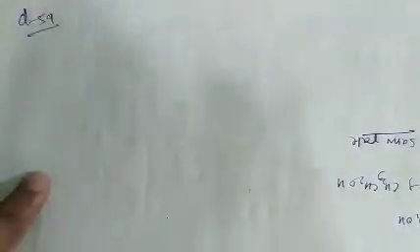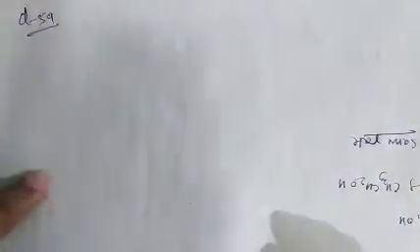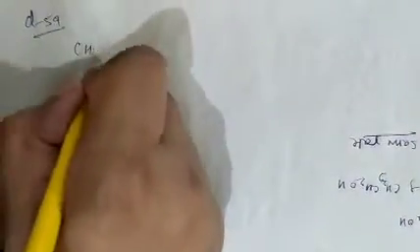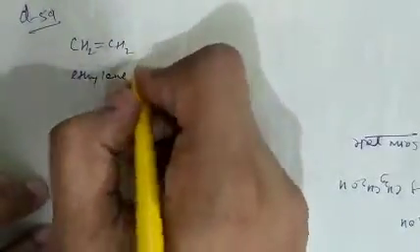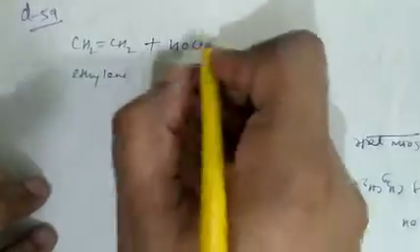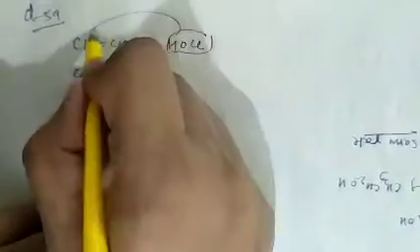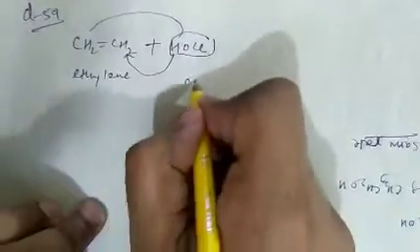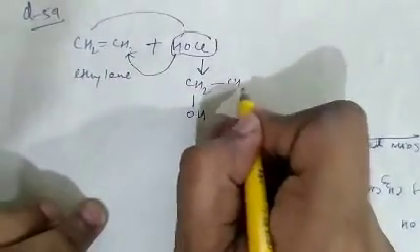See question number 59. In question number 59, what is given there? Which of the following is industrially prepared by passing ethylene into hypochlorous acid? As ethylene is CH2 double bond CH2. On passing with hypochlorous acid, that is HOCl, it will break into HO and Cl. So one group will attach on this carbon and one group will attach on this carbon. It forms CH2OH and CH2Cl.